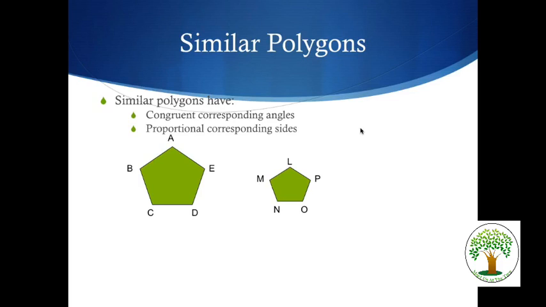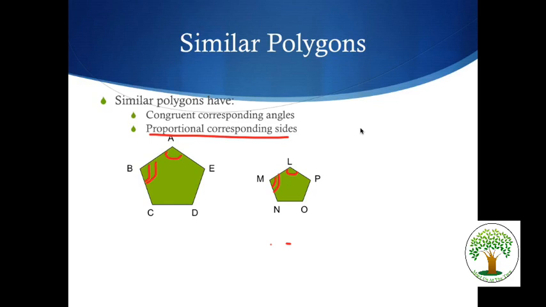So for example, I'm going to just say that A and L are corresponding. They're equal. B and M would be the same measure, right? But their sides are not congruent, but they are proportional. That's why we learned about proportions and ratios. So I could make a proportion out of the lengths of the sides.